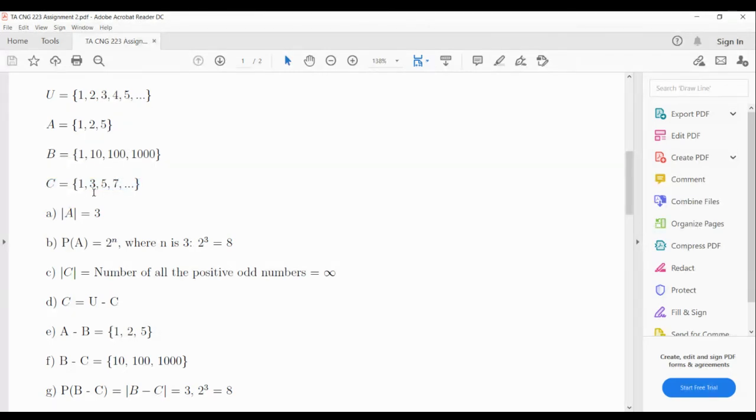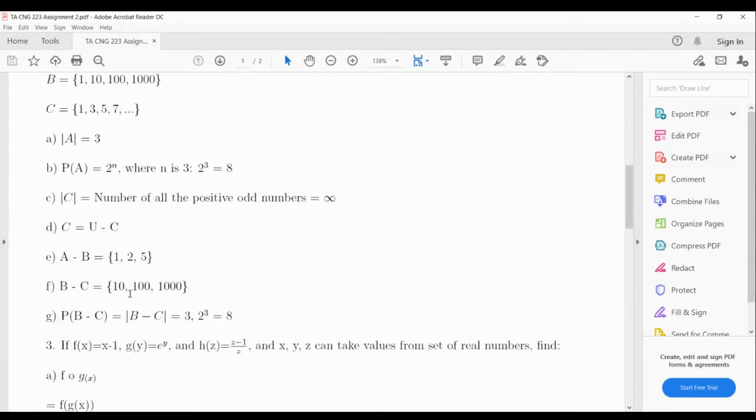So if C represents the odd numbers, obviously C prime should be even numbers. And you don't include 0 inside it because we don't have 0 in the universal set. And not always do we consider 0 as an even number. Usually we start from 2 anyway. So here we should be careful that you should write the set as well.